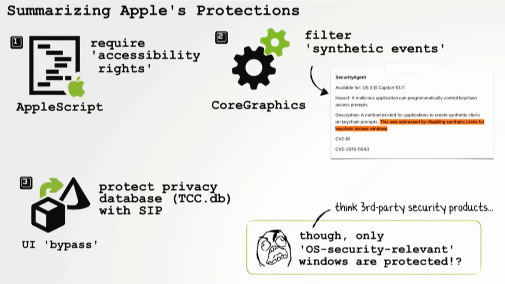Okay, so to briefly summarize Apple's current protection against synthetic and UI bypasses, for AppleScript, the application must have accessibility rights, which the user must explicitly grant. In terms of Core Graphics, Apple now detects and filters those and will ignore synthetic events unless the user puts in their username and password. And then in terms of bypassing the UI altogether, they have protected the privacy database with System Integrity Protection. Now, there's one important thing to note, which is that these protections are not applied globally. They are only applied specifically by Apple to certain security prompts. So we'll see this leaves a window open for other attacks, but also it means third-party developers, for example, firewall and antivirus developers, have to implement protections of their UIs individually.